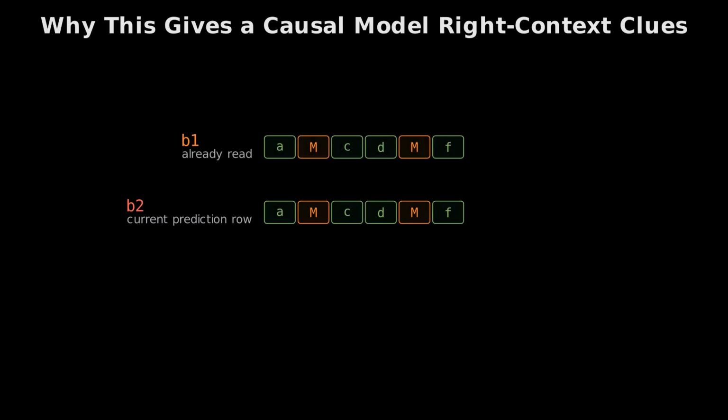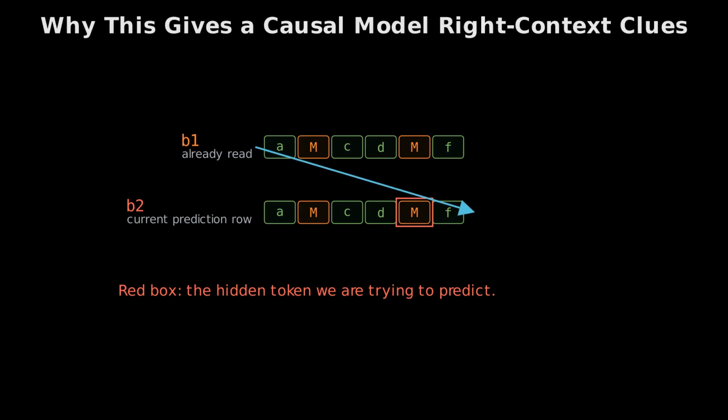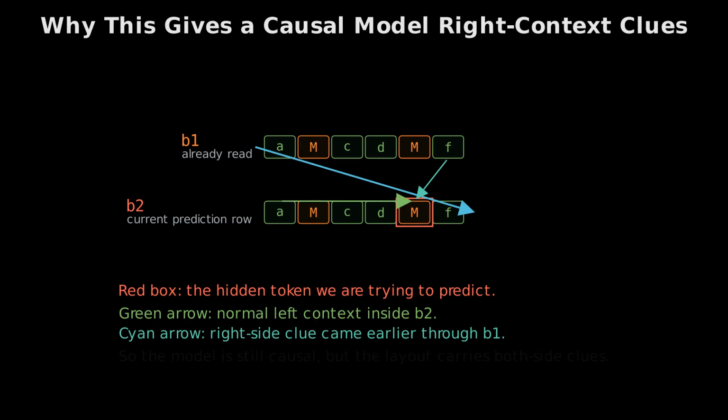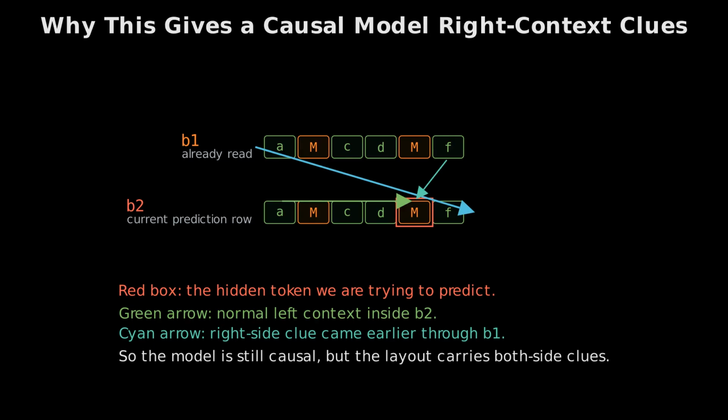Why does copying help? Watch the two rows appear together. The red box is drawn around the hidden token we want to predict. The blue arrow is drawn across the rows to show what RWKV has already scanned. The green arrow shows ordinary left context inside B2. The cyan arrow shows a right-side clue that arrived earlier through B1. The final sentence on the board states the point. The model stays causal, but the layout carries both side clues.